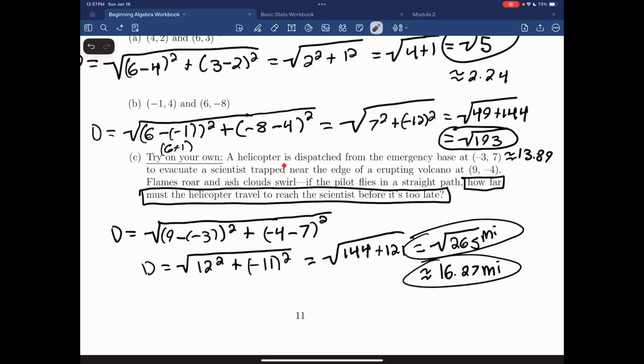Now, the one thing I do want to say is that because this is a helicopter flying to a scientist, these two points would actually be inaccurate. You would actually need a 3D coordinate plane for this to be more accurate. So this situation isn't really accurate for this 2D plane that we've seen, and you would actually use the distance formula for 3D coordinates for this to be accurate.